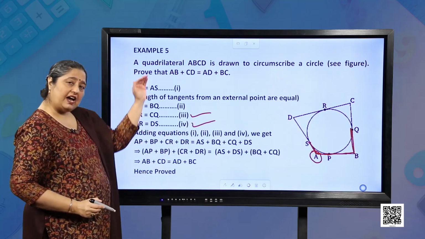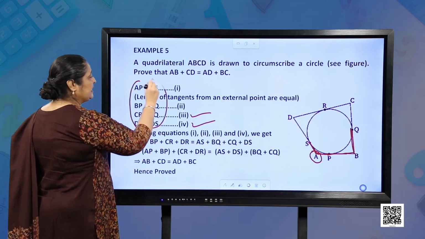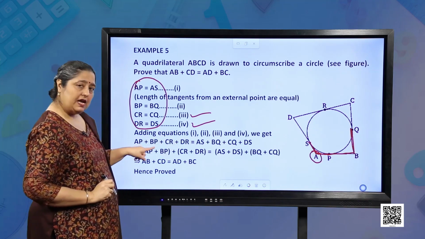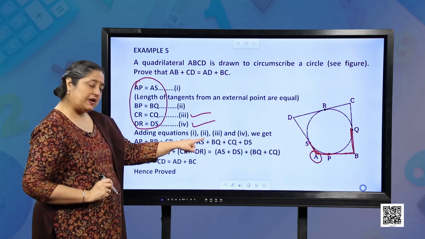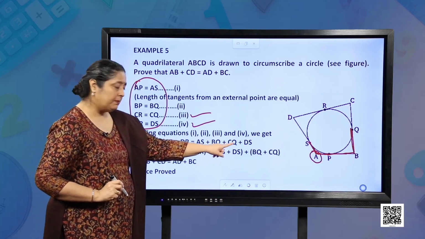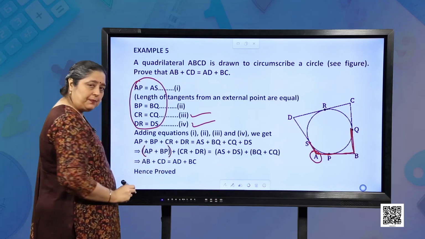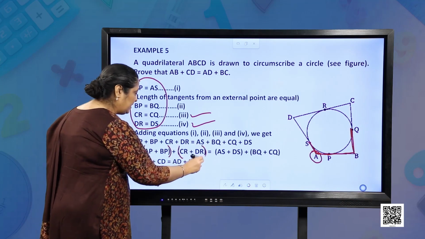Now, we need to add all these four. So, we have AP plus BP plus CR plus DR is equal to AS plus BQ plus CQ plus DS. Just combine these two, AP plus BP, then CR plus DR. Why are we combining these two?